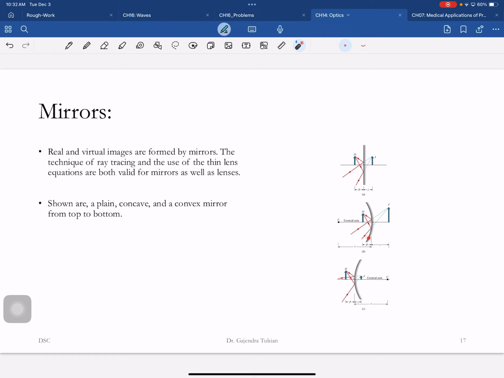Here's a concave mirror. And this is a magnifier. You might have them in your bathrooms. So this is your magnifier.